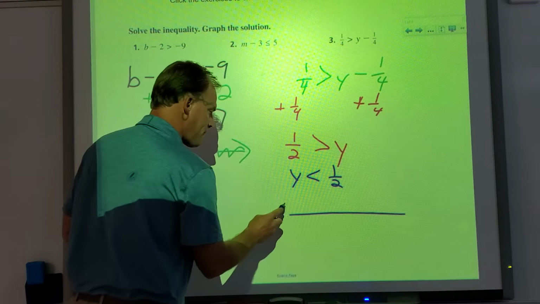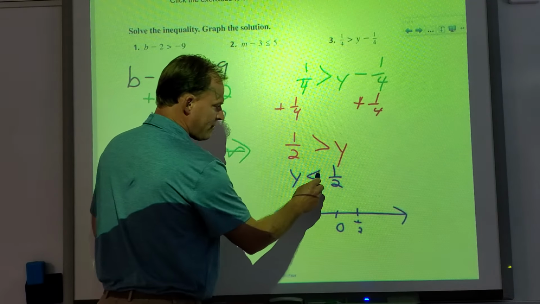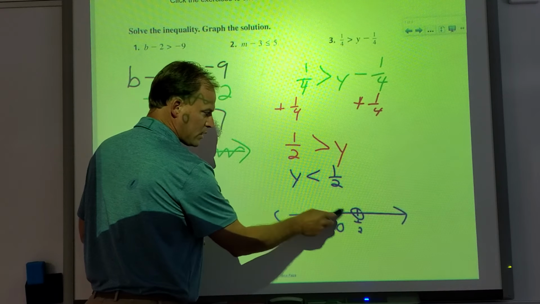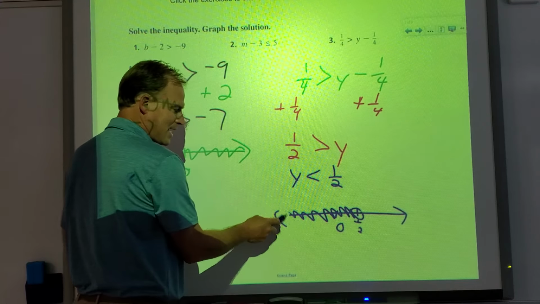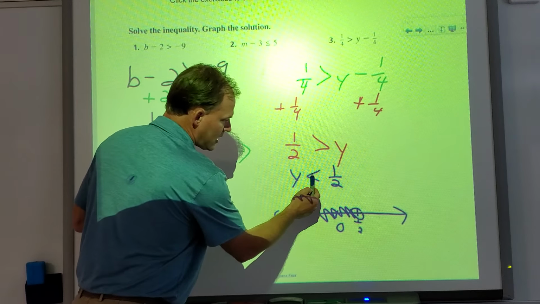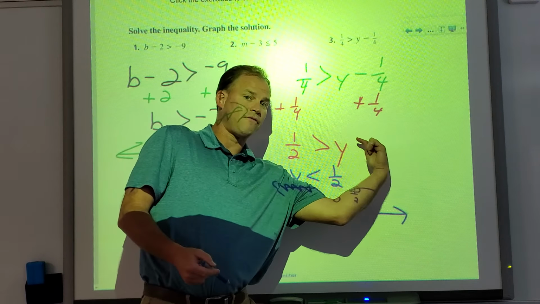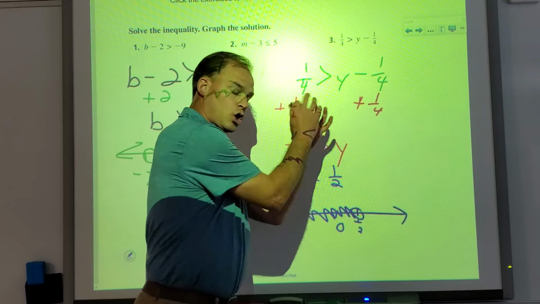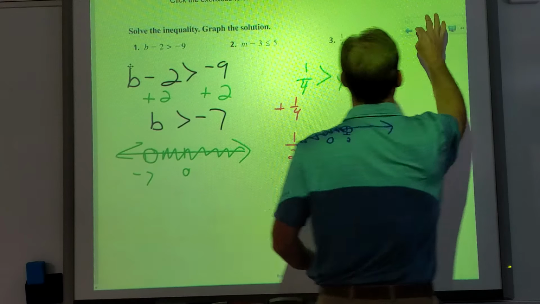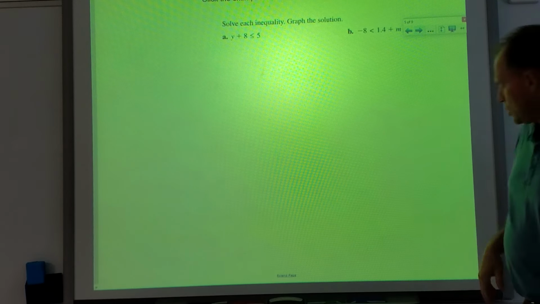Because now, here's 0, here's 1/2. I have an open circle, and I can shade the way the inequality points. That's a less than sign. I shade less than 1/2. It makes more sense, shade this way, than trying to graph it backwards. So if the variable ends up on the right, turn it around before you graph the inequality, the answer. So let's do one more.